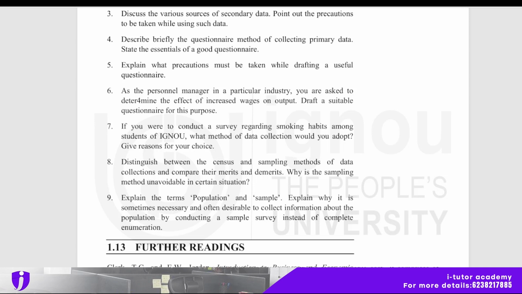Distinguish between the census and sampling method of data collection and compare their merits and demerits. Why is the sampling method unavoidable in certain situations? Explain the terms population and sample. Explain why it is sometimes necessary and often desirable to collect information about the population by conducting a sample survey instead of complete enumeration. Okay, so this is about Unit 1.